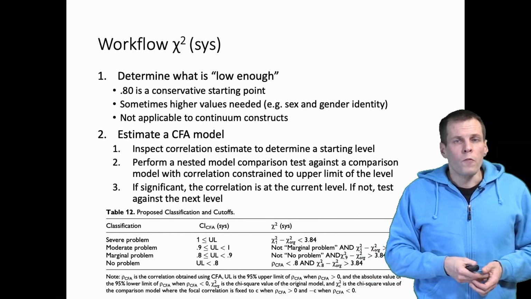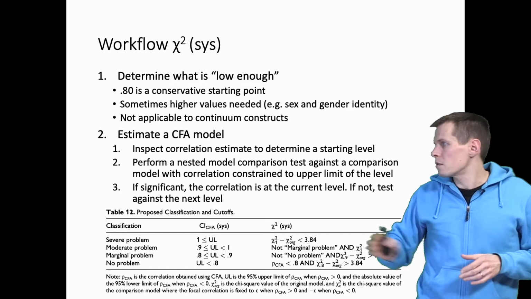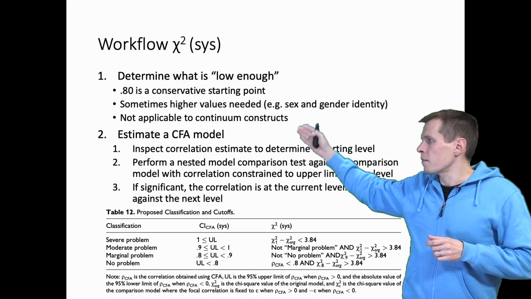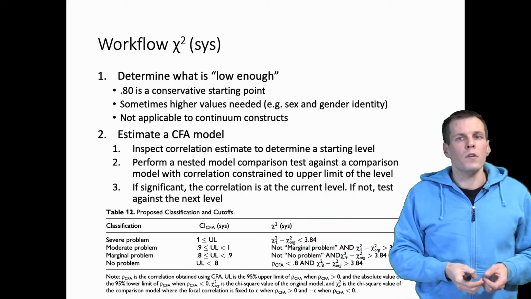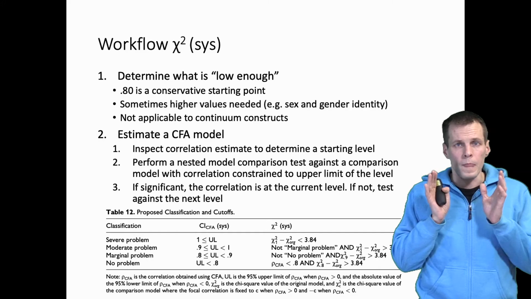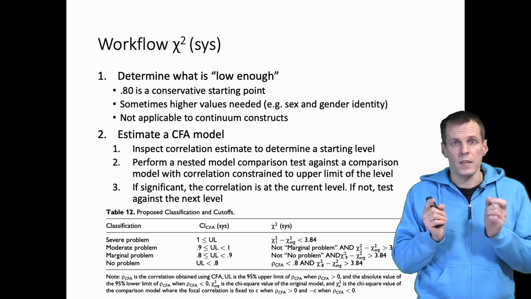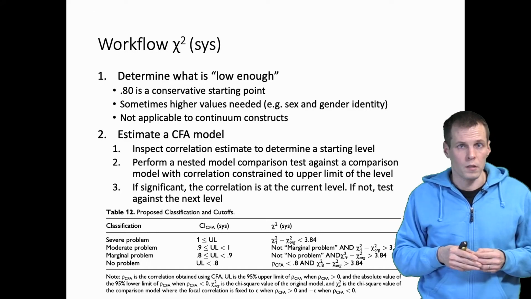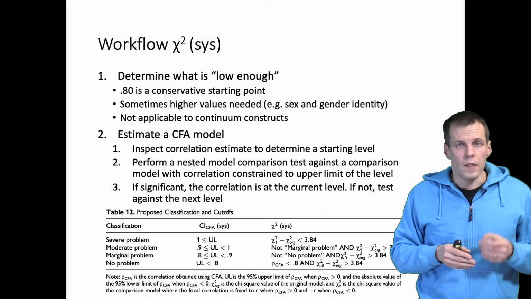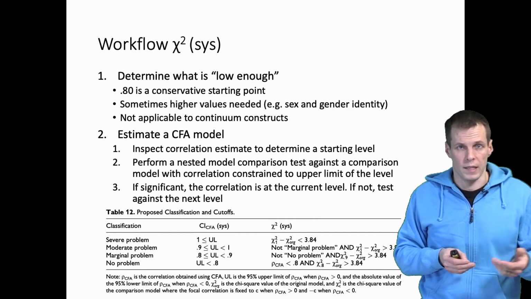The workflow for the chi-square test is a bit more complicated. It starts with the same thing. So you need to determine what is low enough to come up with the thresholds, and then you estimate the same confirmatory factor analysis, which gives you the correlation. So you fix the factor variance to be 1s instead of fixing the first loadings to scale the model. Then we determine an initial level for each correlation based on the correlation estimate.